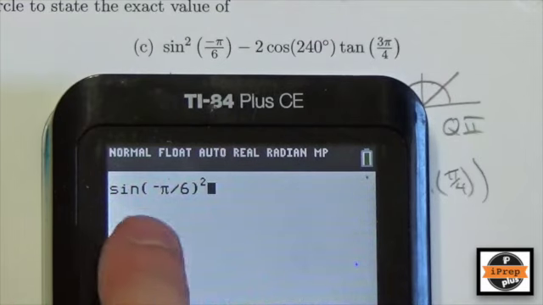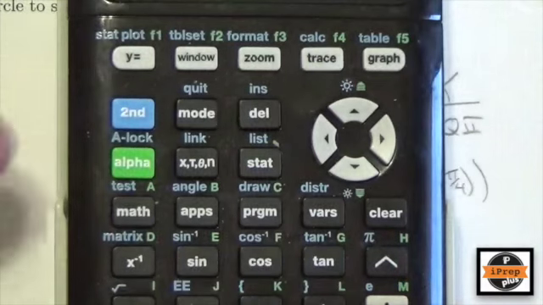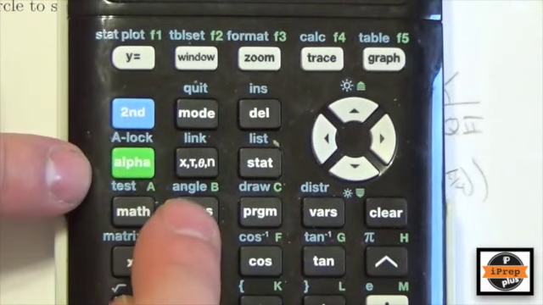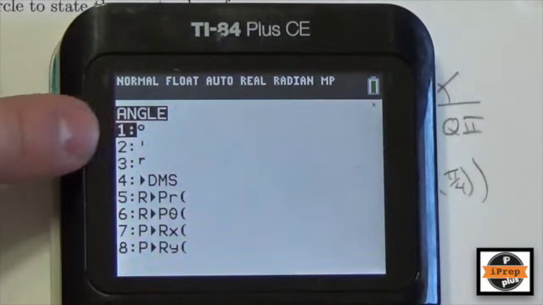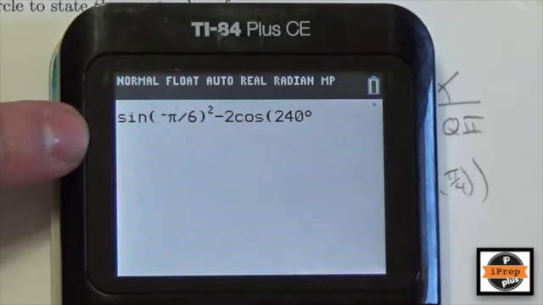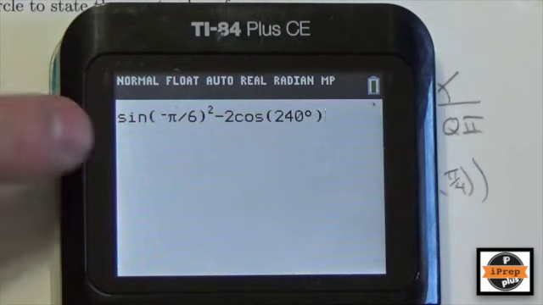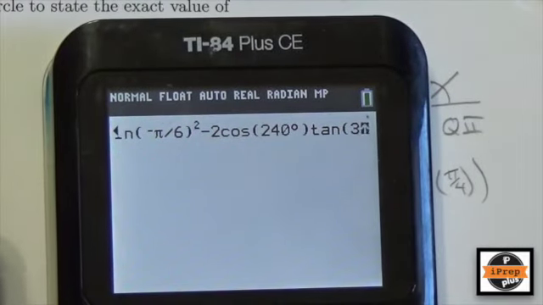The calculator will understand that that means the whole thing squared. And now minus 2 times the cosine. Now, I'm going to put 240 here, but I have to tell the calculator that this 240 is a degree measure. So I'll show you this if you've never seen it before: press second apps to get into your angle menu. That's going to open up this menu right here. The very first option is the degree symbol. So I'll choose that. That tells the calculator that's a degree measure, not a radian measure. And then at the end here, we'll put the tangent of, what was it again? 3 pi over 4. So 3 pi divided by 4.